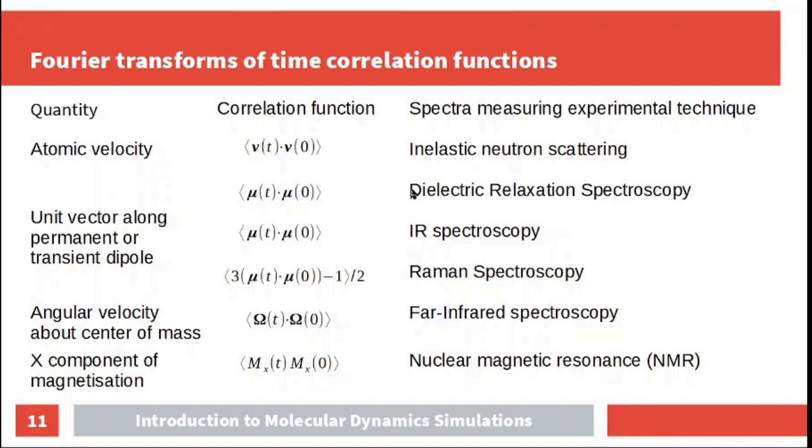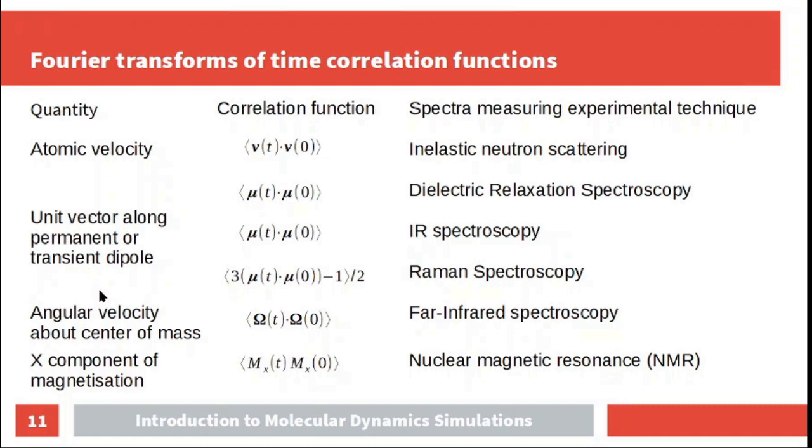And I think at least one of the participants is familiar with this experimental technique here, so they might find it interesting. In case you don't have a permanent dipole, you might have a transient dipole, and if you take a correlation function of that, take a Fourier transform, you get IR spectra. And if you take a second order Legendre polynomial of this correlation function, you make this correlation function instead of this, what you get is a Raman spectra.